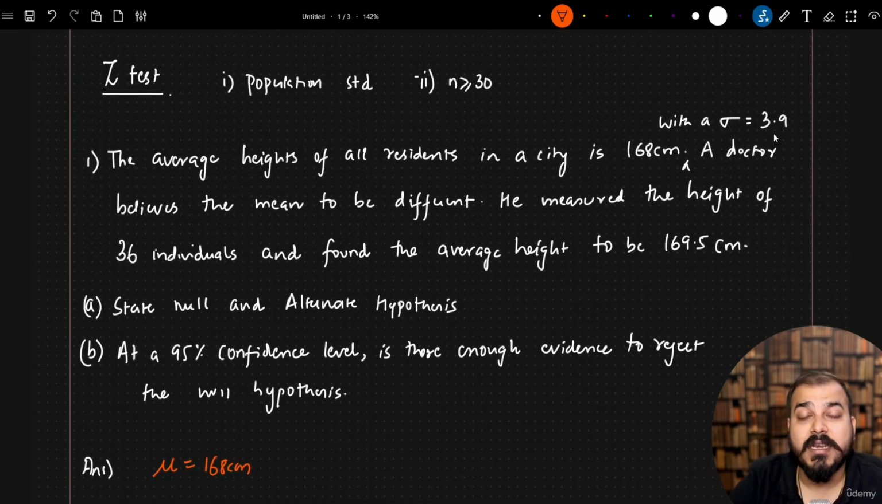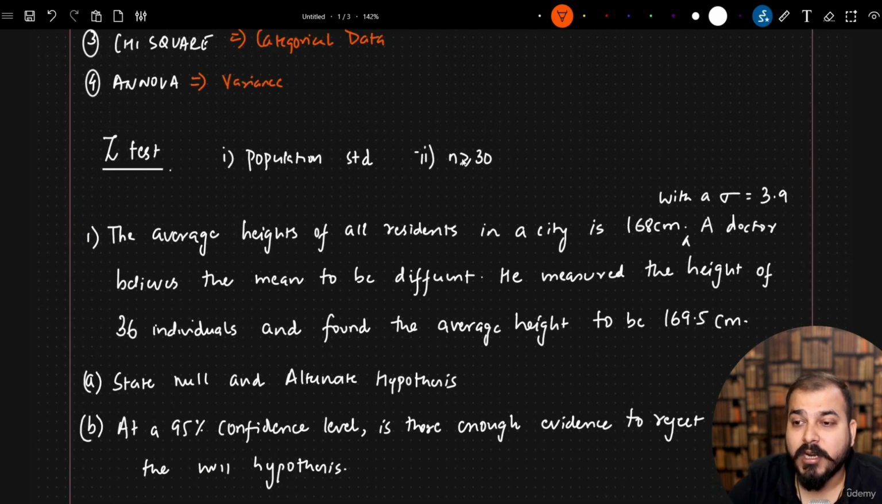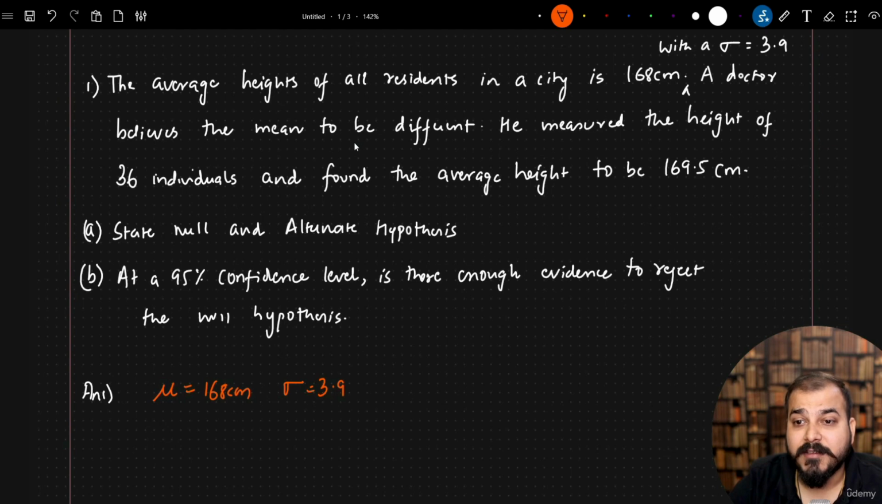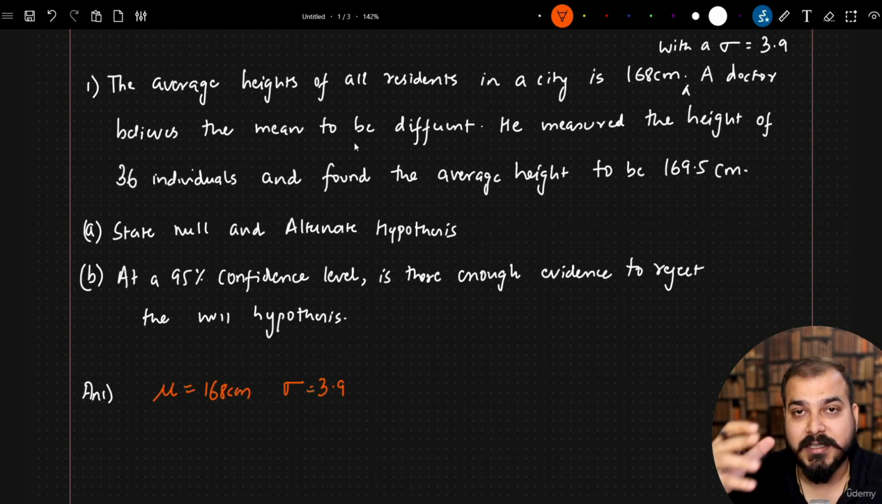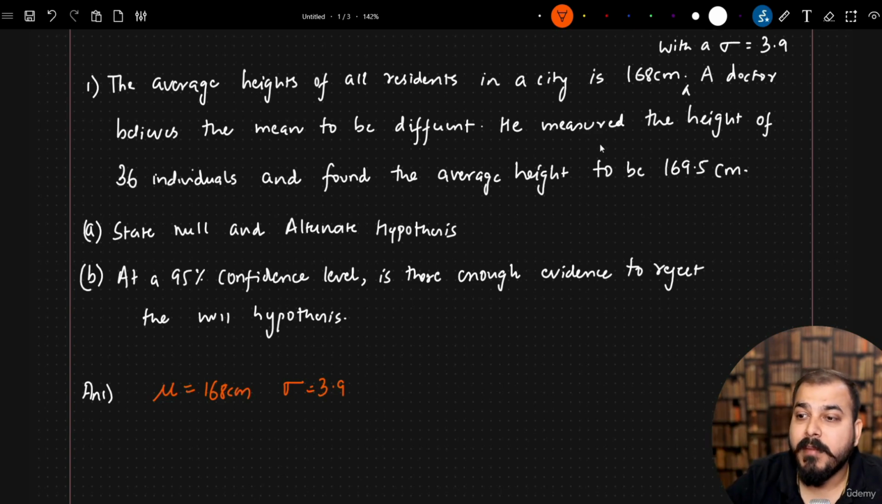Now let's go to the next line. With a standard deviation of 3.9. When I say standard deviation, this is nothing but the population standard deviation. Since population standard deviation is given, and if I have one more condition, when n is greater than or equal to 30, I will be using Z-test. A doctor believes the mean to be different. So this is the hypothesis testing, where we need to find out whether the mean is matching the population mean or not, considering a sample of data. He measured the height of 36 individuals. So my sample size is 36, which is greater than or equal to 30. That is the reason we are using this test, and he found the average height to be x bar 169.5 centimeters.